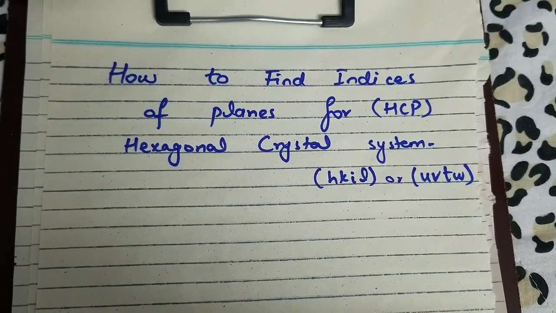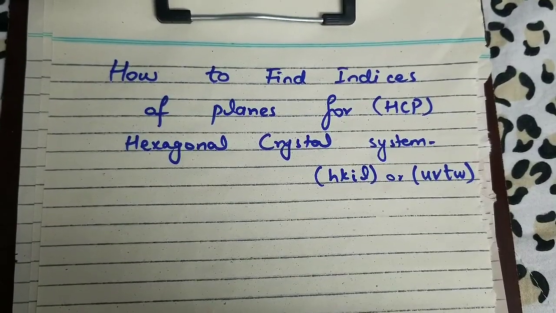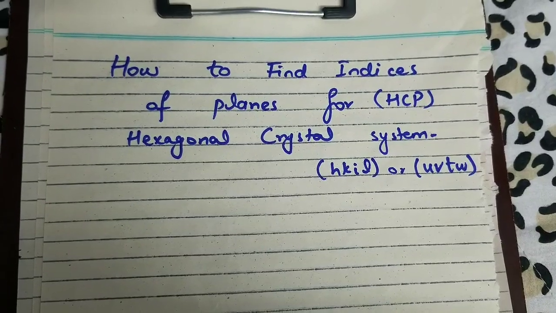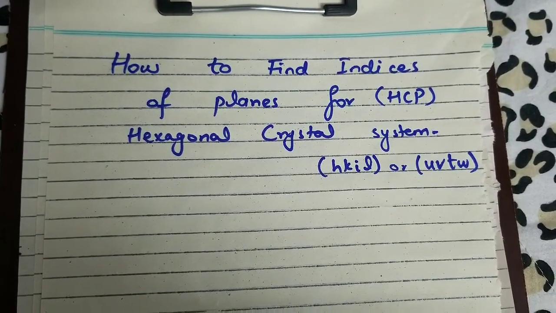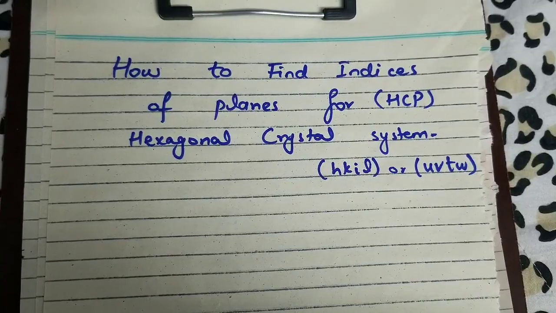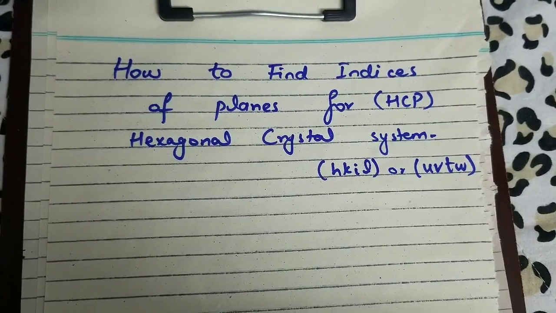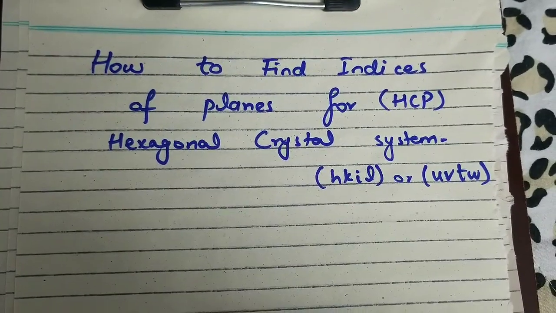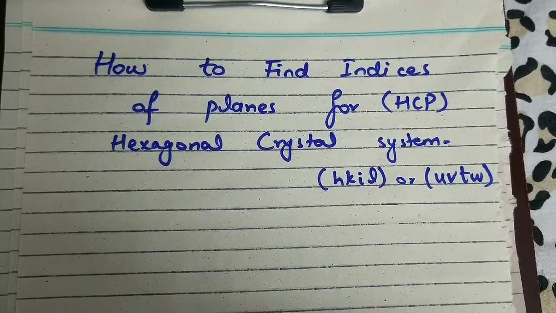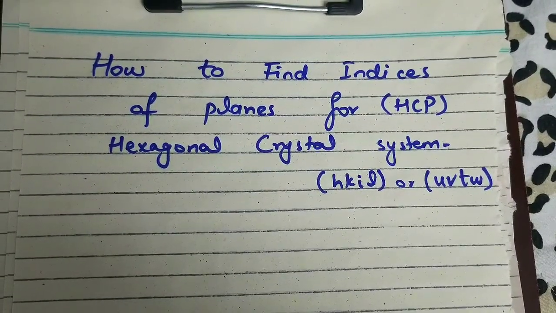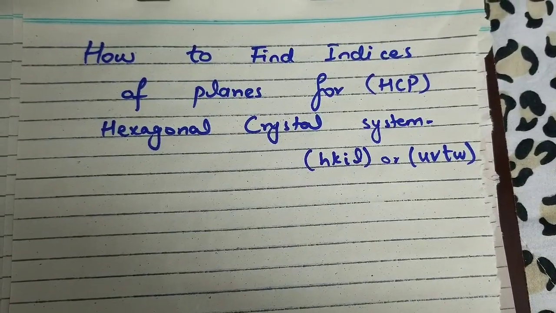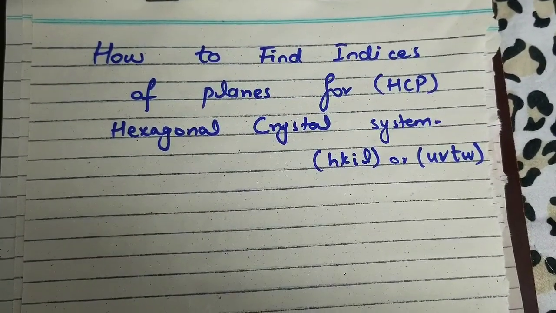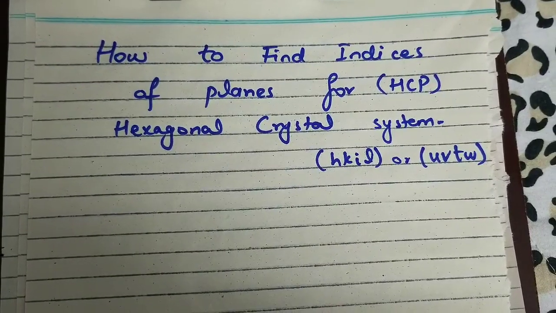Now when it comes to HCP, the hexagonal system, we have to find 4 indices in place of 3 indices to completely describe its directions and planes. So here we'll be finding 4 indices, which we also call Miller-Bravais indices. The 4 index system is also known as Miller-Bravais indices. Conversion from the 4 index system to the 3 index system is also possible by some transformation equations.